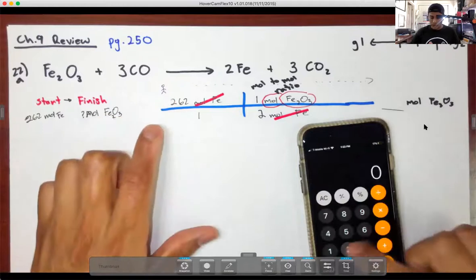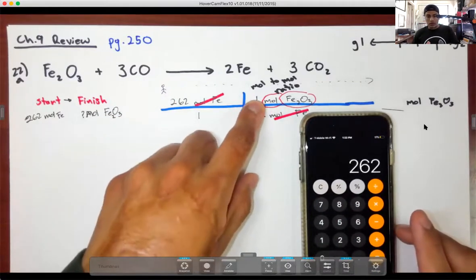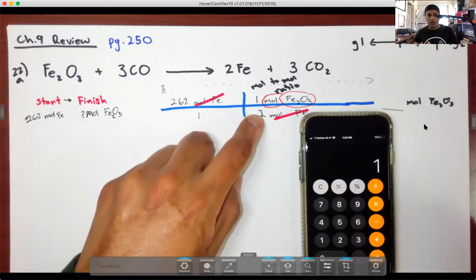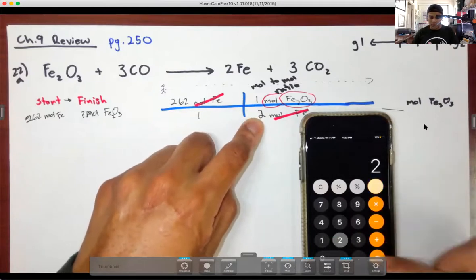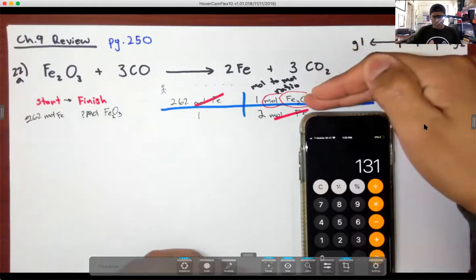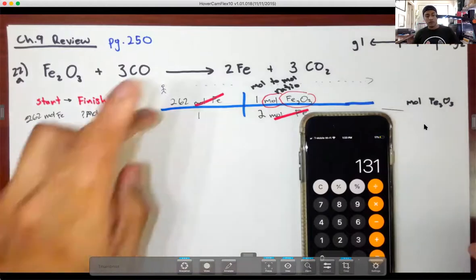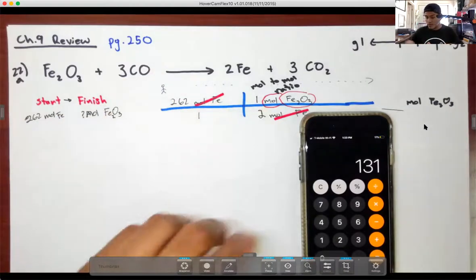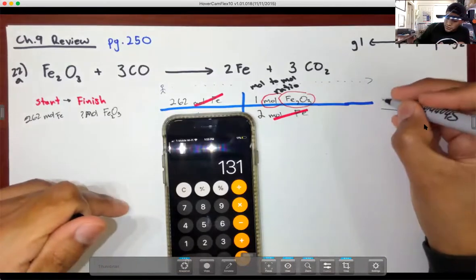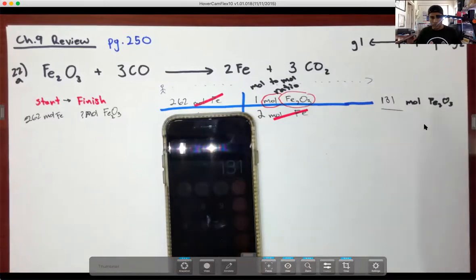You have 262, right? And now there's a 1 at the top. So you could multiply by 1, but really the only thing that you need to do is make sure that you are dividing by 2, okay? Anything that's at the top is getting multiplied. Anything that's at the bottom is getting divided, okay? So you have 262 basically divided by 2, and what that's going to give you is 131 moles of Fe2O3, okay?